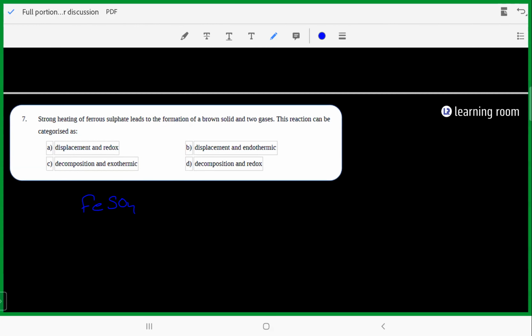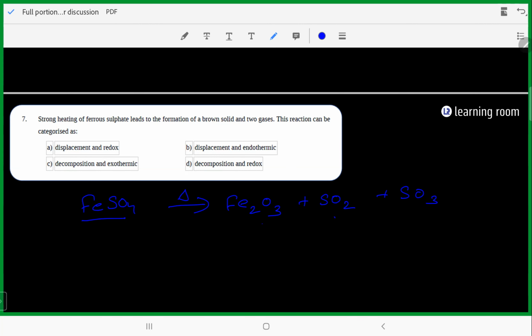So when you are heating anhydrous ferrous sulfate, it will form ferric oxide, that is Fe2O3, a brown solid, and then it gives sulfur dioxide plus sulfur trioxide. The gas emitted smells like burning sulfur. This is known as decomposition. When you are decomposing ferrous sulfate, it gives ferric oxide, sulfur dioxide, and sulfur trioxide.